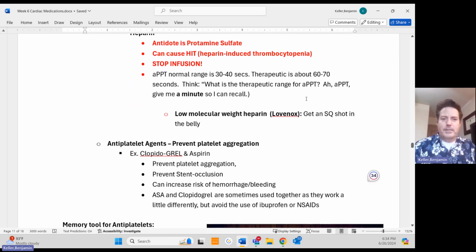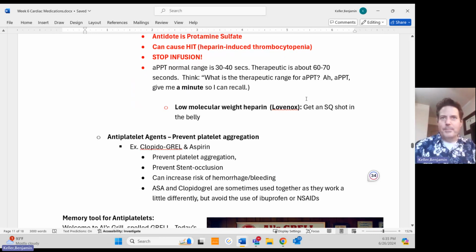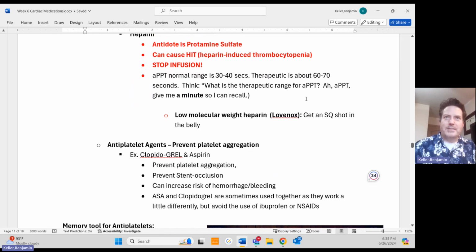Their thrombocytes are just dropping, and so they lose the ability to clot, and then some other things happen. It's just not good. It's no bueno. So you want to stop the infusion.